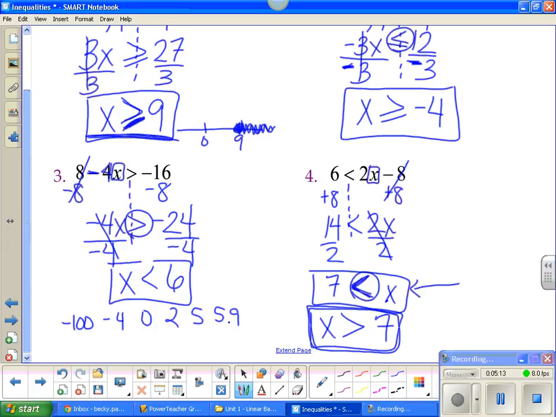So if you solve it and you end up with your x on the right-hand side, you need to take that extra step and scoot him to the front, scoot your number to the back, but don't forget to flip your inequality because you rearrange the order.